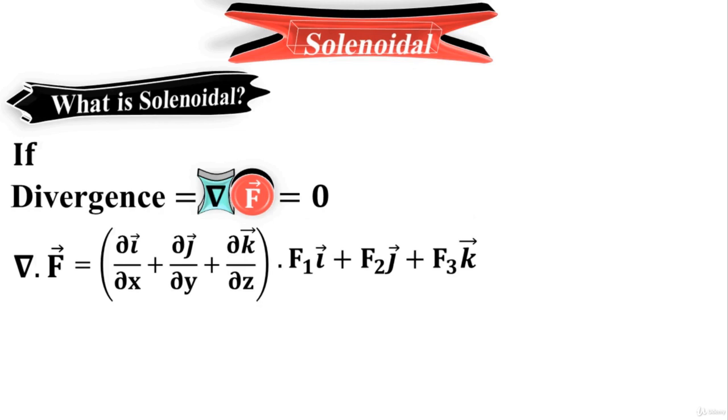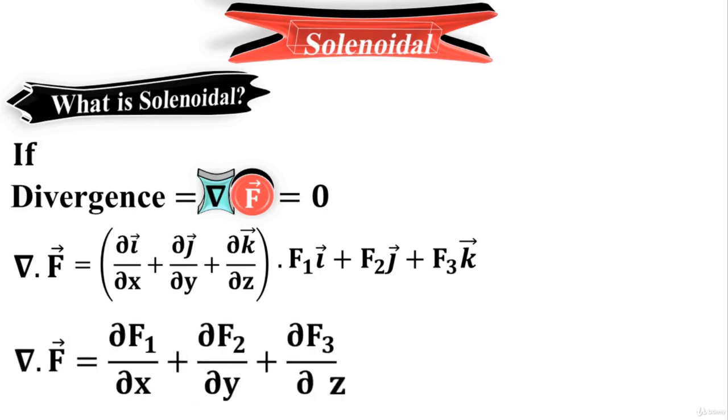When I take the product between del and F, i times i is 1, j times j is 1, and k times k is 1. So I am left with only ∂f₁/∂x plus ∂f₂/∂y plus ∂f₃/∂z. And then when I take their derivatives, the first term with respect to x, this one with respect to y, and this one with respect to z, if the final answer equals 0, then the vector is a solenoidal vector.